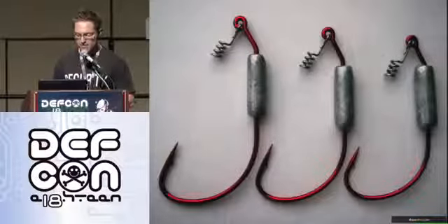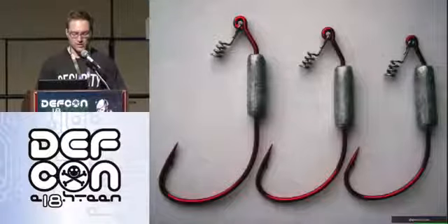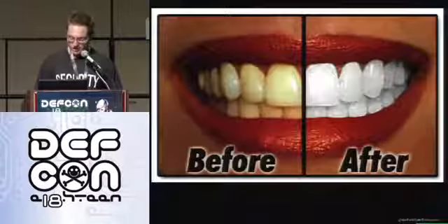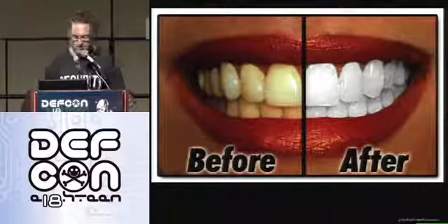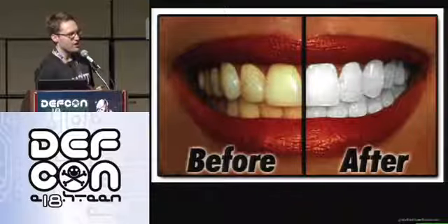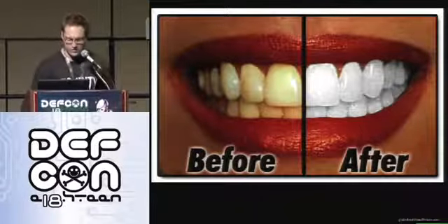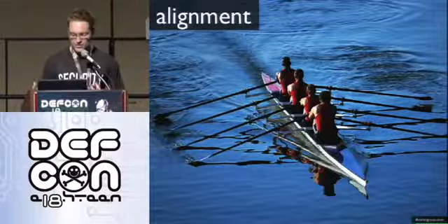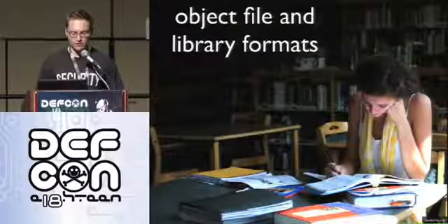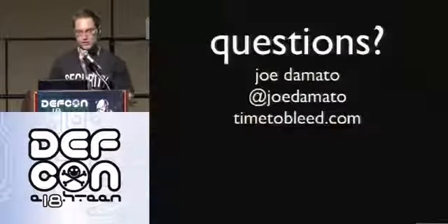So just to recap, we talked about 3 different binary patching techniques. These techniques leave the original binary in working fashion after they're done. So kind of like teeth whitening, right? You can still eat food after you're done, it just looks a little different, same deal. And there are 3 things that matter: alignment, calling convention, and object file and library formats.